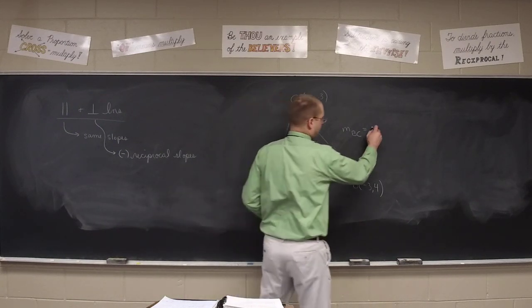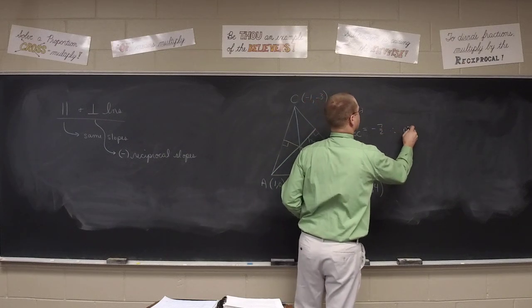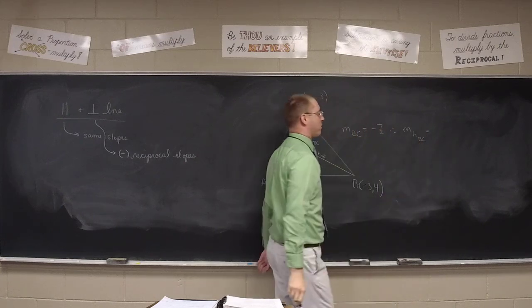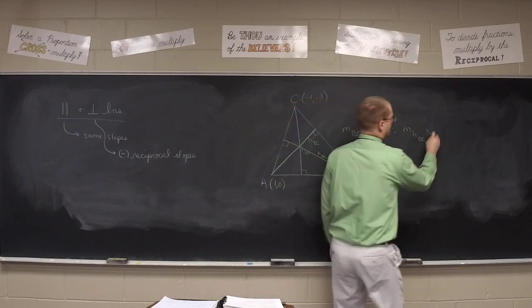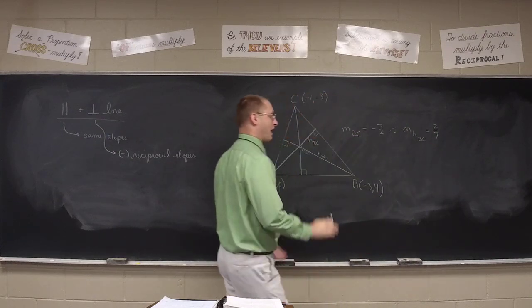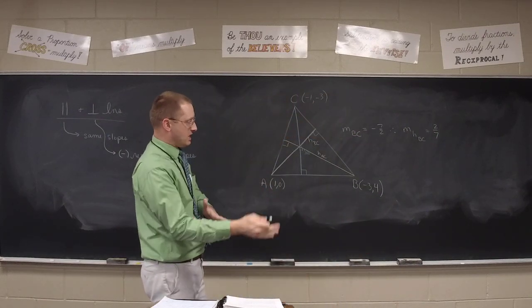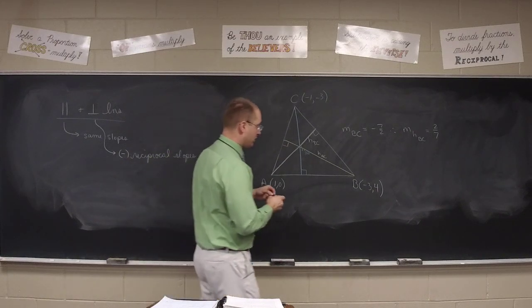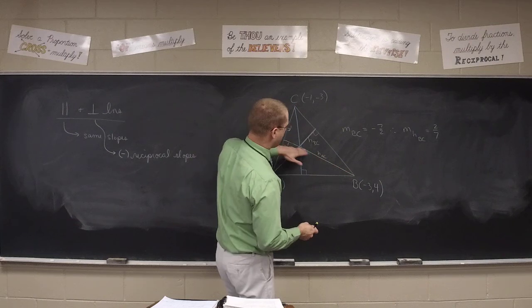Negative 7 halves. Negative 7 halves. Therefore, the slope of the altitude on BC has to be what? 2 sevenths. Notice the notation. M sub H sub BC. All right, little m for slope, little h for altitude, BC meaning on BC. All right, let's find now this altitude's slope here.